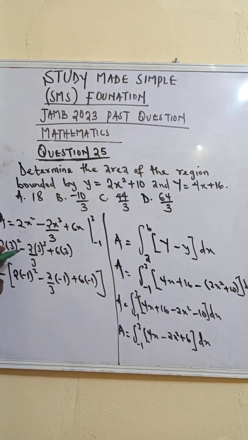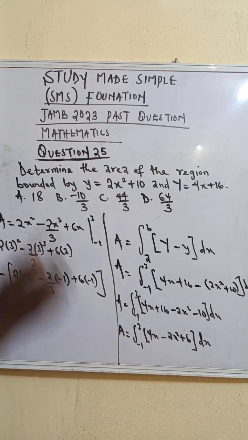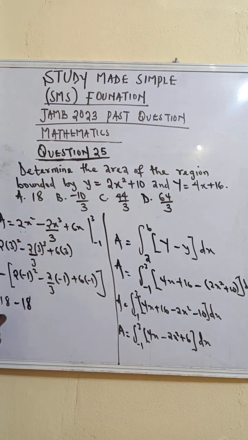So of course, this will give me 3 squared, 9. 9 times 3, 9 times 2, that's 18. Minus, over here, 3 cube is 27. 27 divided by 3, that will give me 9. 9 times 2 again, that will give me 18. It means this and this are gone. 6 times 3, that will give me plus 18.